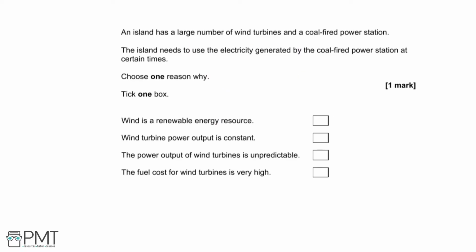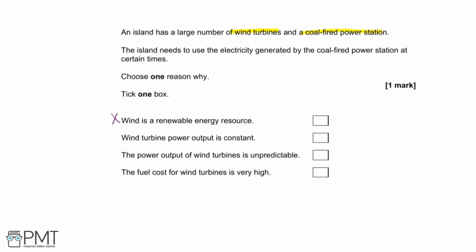An island has a large number of wind turbines and a coal-fired power station. The island needs to use the electricity generated by the coal-fired power station at certain times. Choose one reason why. Is it because wind is a renewable energy resource? While this statement is correct, wind is a renewable energy resource, that doesn't explain why the island would need to use a coal-fired power station, so this can't be our answer.